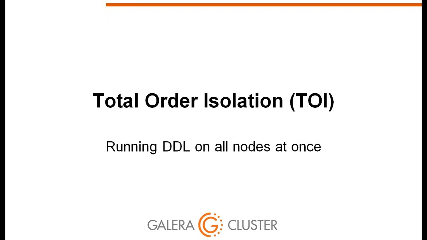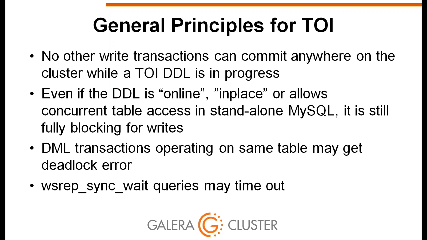Okay, so the first method that we'll discuss, the default one, called total order isolation, means simply running the DDL statement on all the nodes right away. This is what Galera will do. If you use this method, here are the general principles that will apply. So first, no other write transaction can commit anywhere on the cluster, even if it's on some other table, even if it's on some other schema, all the write transactions will still be blocked while this DDL is in progress.